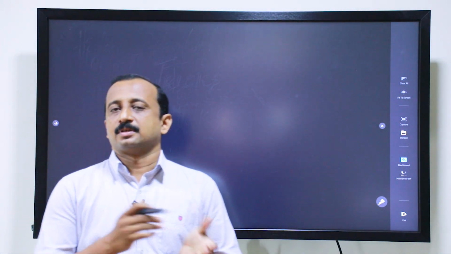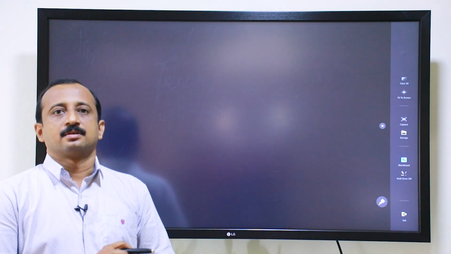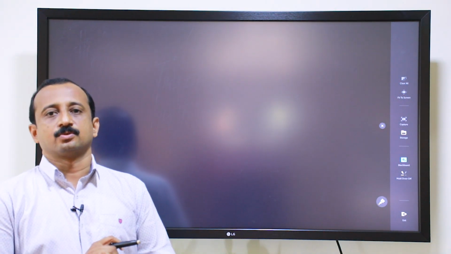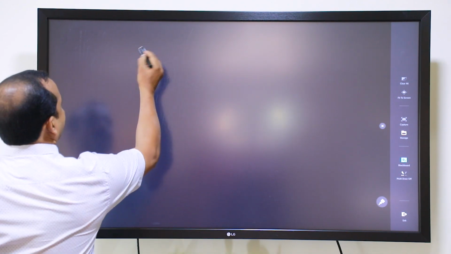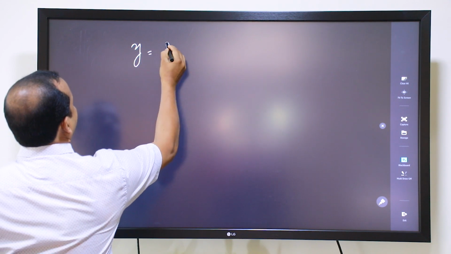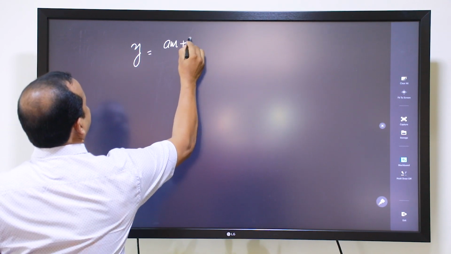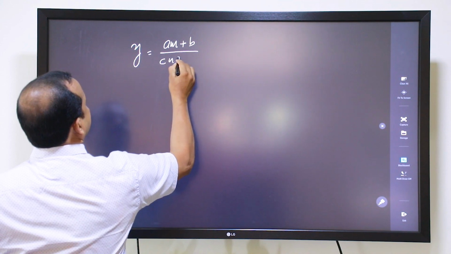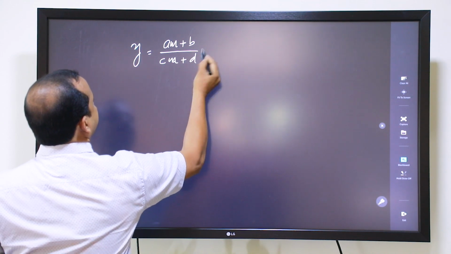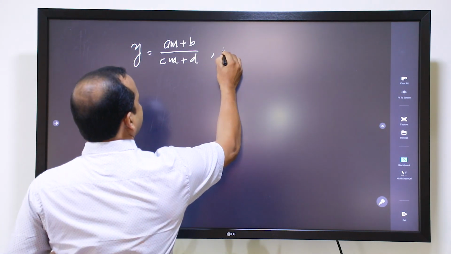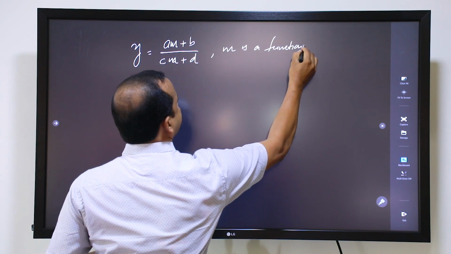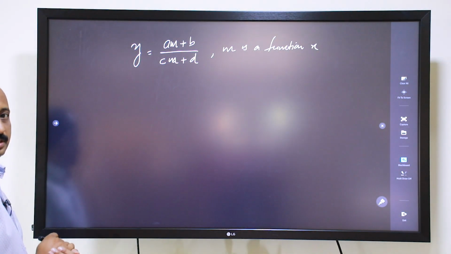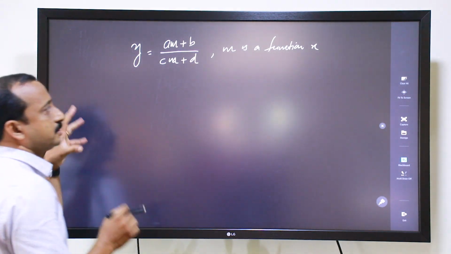In the chain rule, the function of function rule, we already know how to find the derivative of such a type of function. Suppose a function is of the form y is equal to (am + b) divided by (cm + d), where m is a function of x. Then how to find the derivative of this function easily?